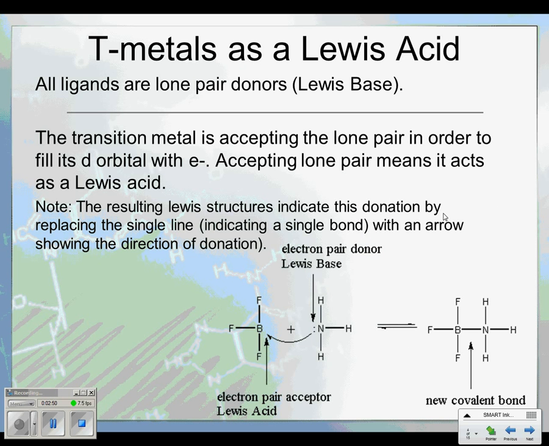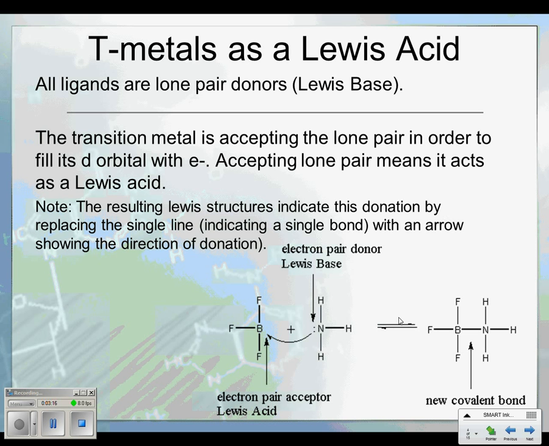So the T metals, or the transition metals, are going to act as the Lewis acid, and the donors, or the ligands, will act as the Lewis bases. So we've just got electrons being shared here. And so with the transition metal, that's going to be accepting it. The reason it accepts a lone pair is because it's going to create a full D block, or D orbital, because the extra electrons fill the orbitals that are not filled.